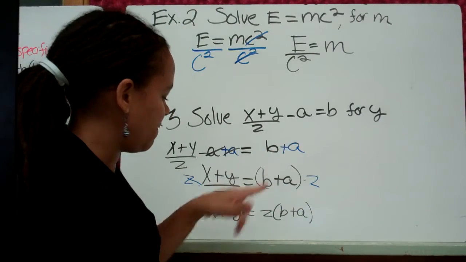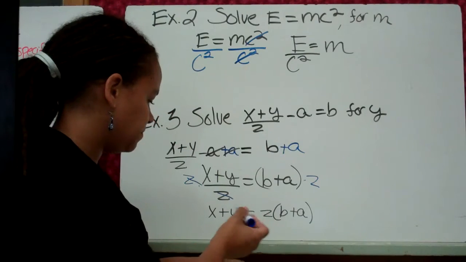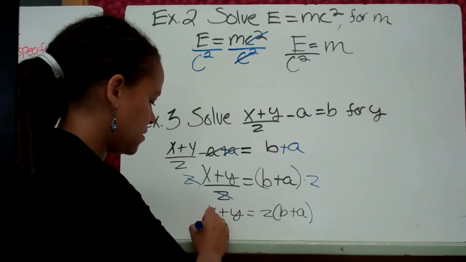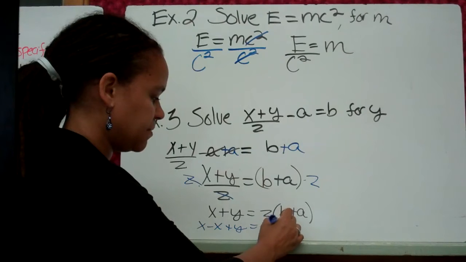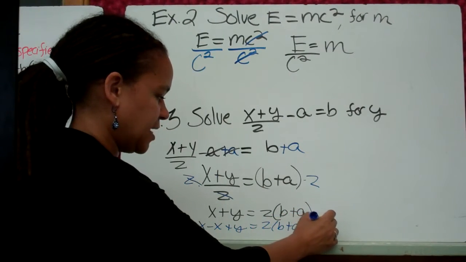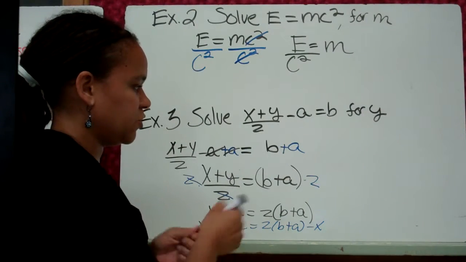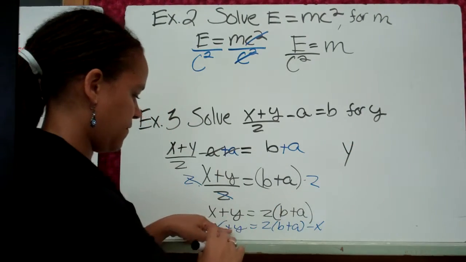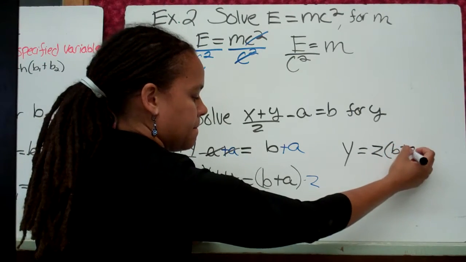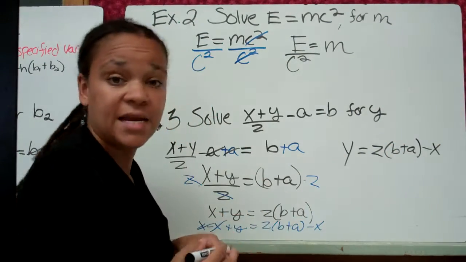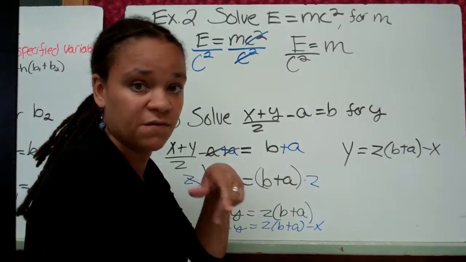And the last step, I'm trying to solve for y, so I need to subtract x from both sides. If I subtract x from both sides, we're going to have x minus x plus y is equal to z times b plus a minus x. X minus x cancels out, so I'm left with y. Let's rewrite our final answer. Y is equal to z times b plus a minus x. And now you have it solved for the variable we asked. It's solved for y. Y is in terms of all of these other variables.